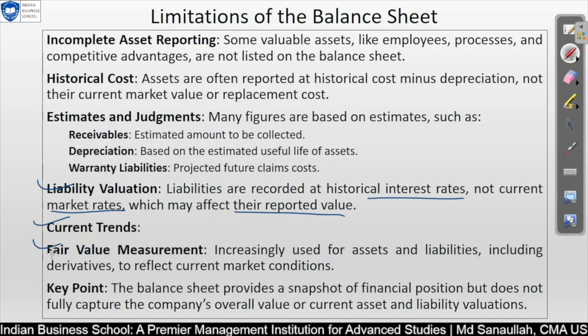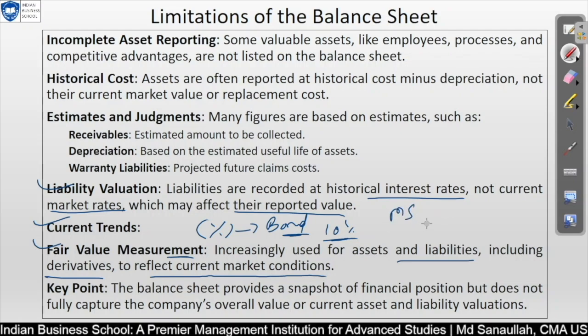Current trend: fair value measurement is increasingly used for assets and liabilities, including derivatives, to reflect current market conditions. So we also do fair value measurement. Basically fair value tries to measure the interest rate. Maybe for a bond you decided the interest to be paid at 10%, but later if the market has inflation or deflation, or the interest rate has increased, at that time you have to update all your liability valuation based on the market. Then you will be representing your balance sheet true, fair and transparent.